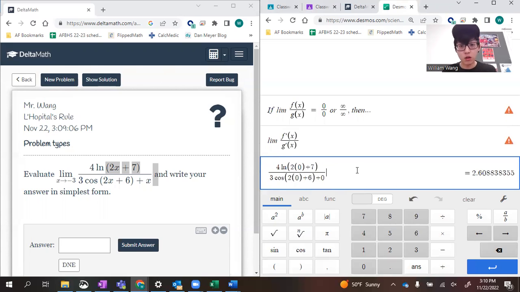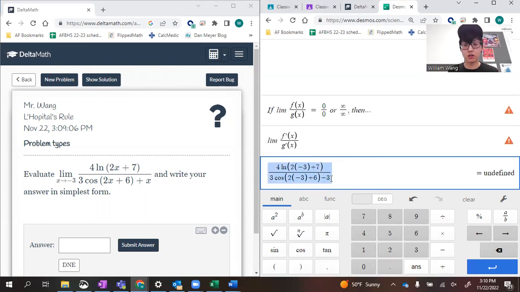Cool. Oh, sorry. This is not 0. I'm plugging in -3 for x. I don't know why I plugged in 0. -3 for x. Right. Okay, undefined. So it looks like it's going to be 0 over 0.